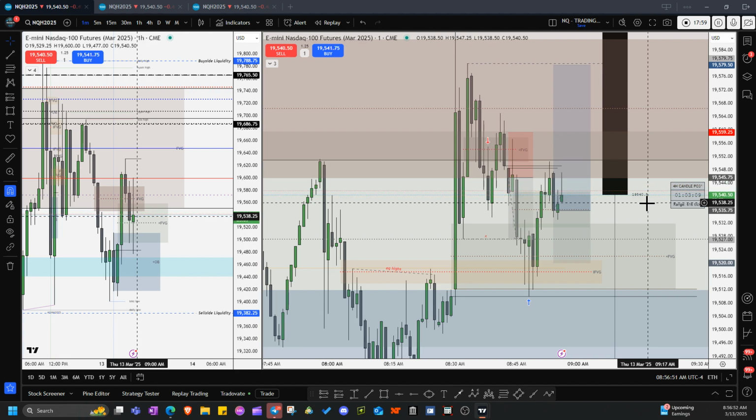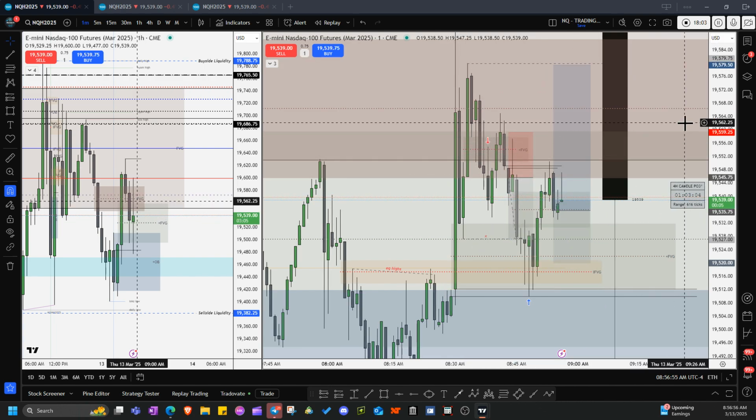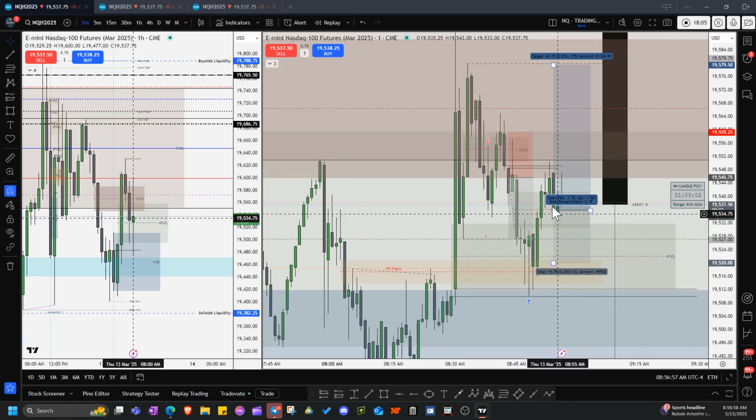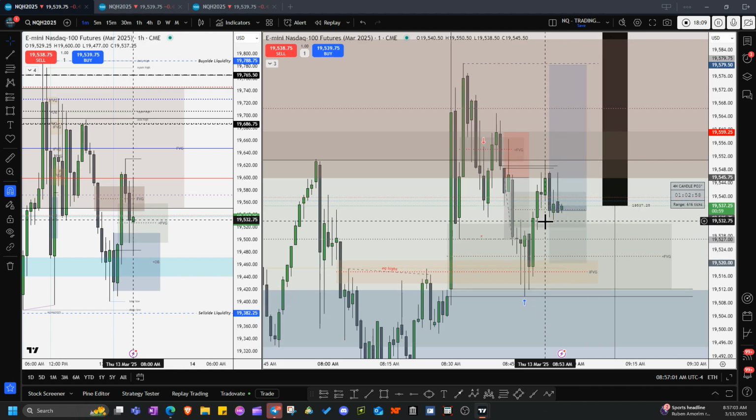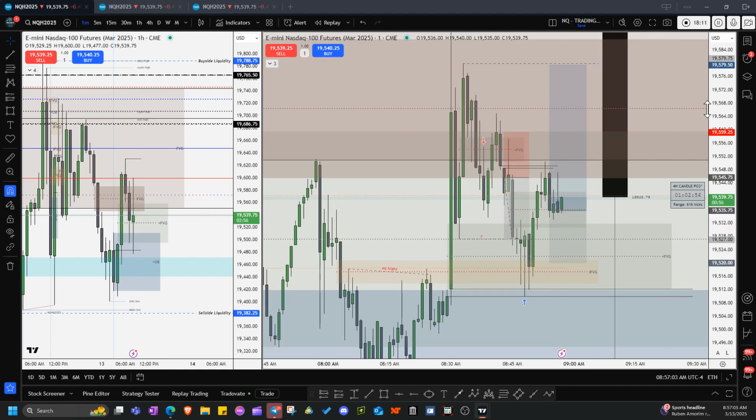Well, I'm gonna turn off my microphone now just to let this run. If it goes lower from here, I don't care, because I'm not in the trade. But let's just watch price and see what price does.